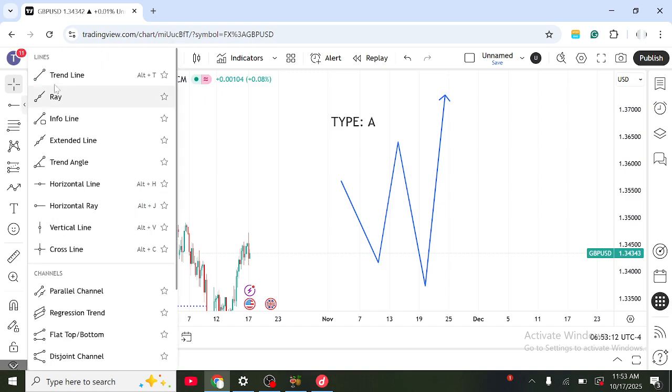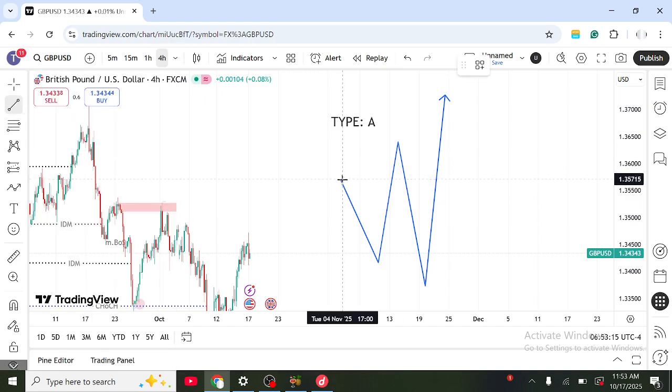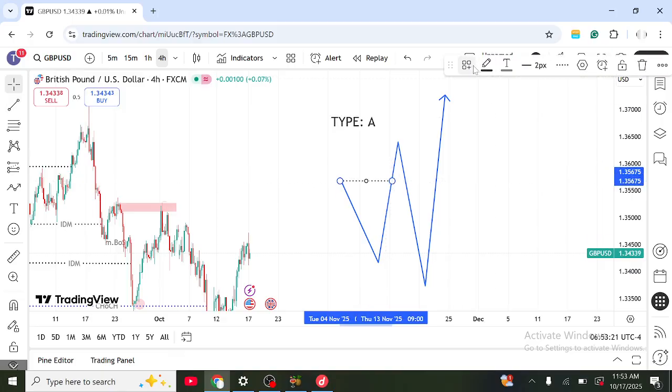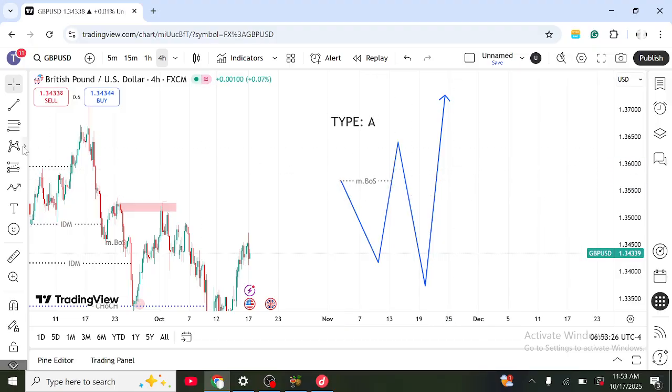Okay, type A. So now based on the previous video, the things that I have explained, this is going to be a break of structure. Okay, break of structure, and then we can name it M, that's small letter M BOS, that's minor break of structure.